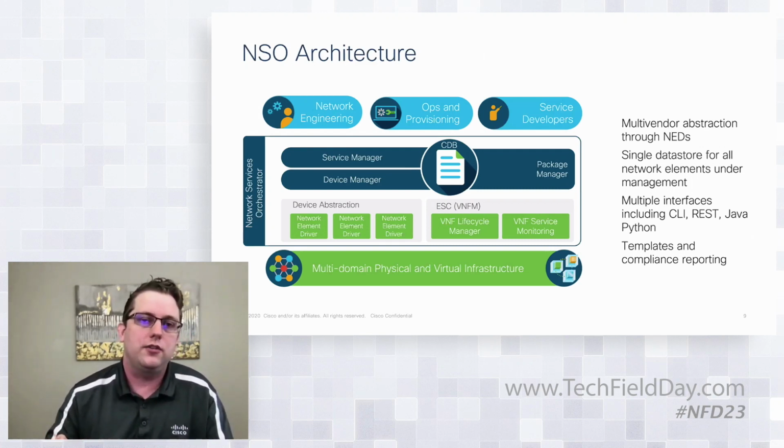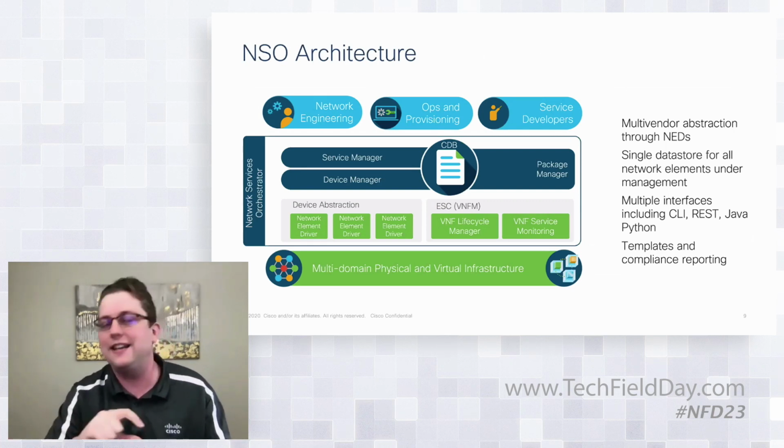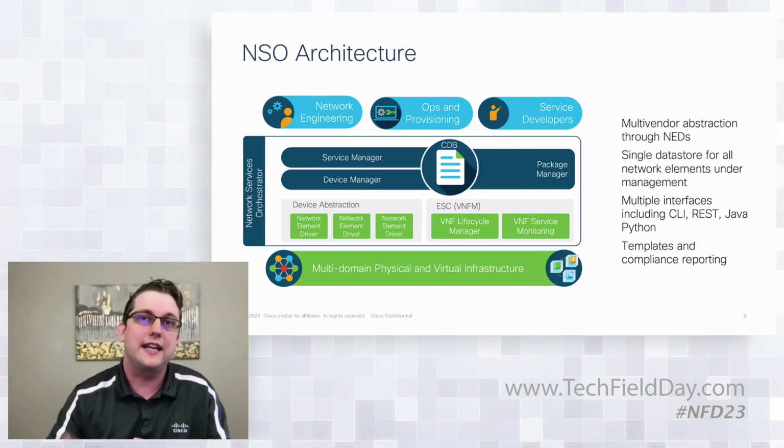Where NSO behind the scenes has what we call data model validation for all the inputs. So if you mistype interface, it will tell you that's a misspelled word. Or if you mistype gigabit Ethernet or 10 gigabit Ethernet, it's going to validate all of those inputs.